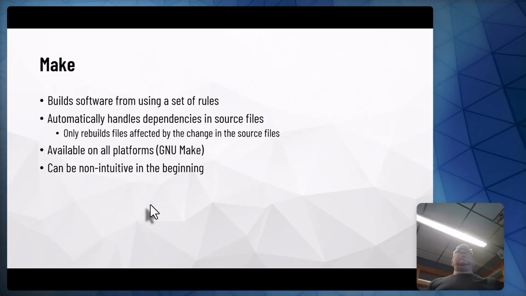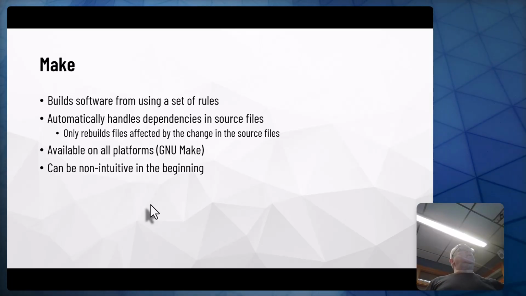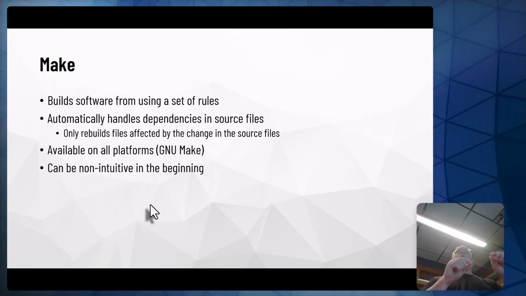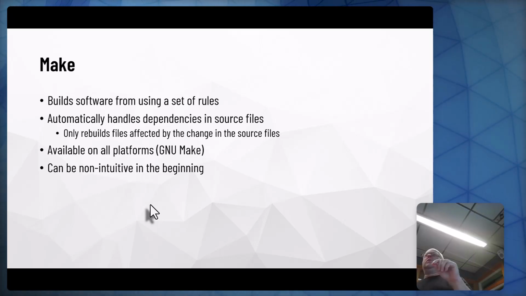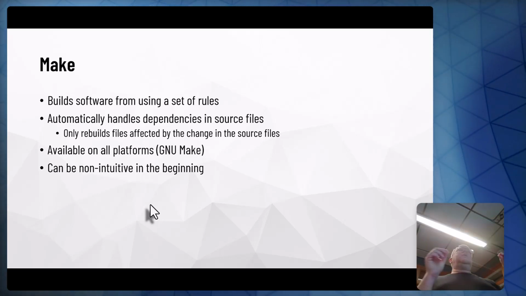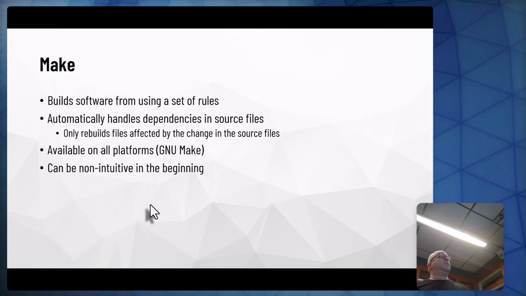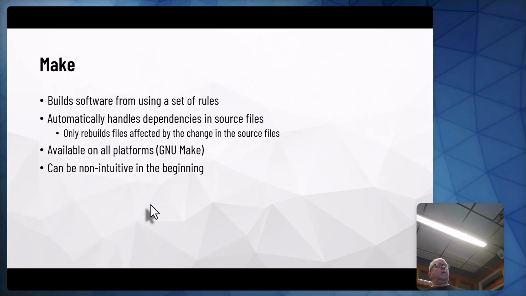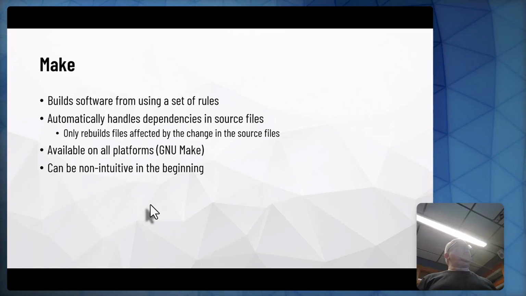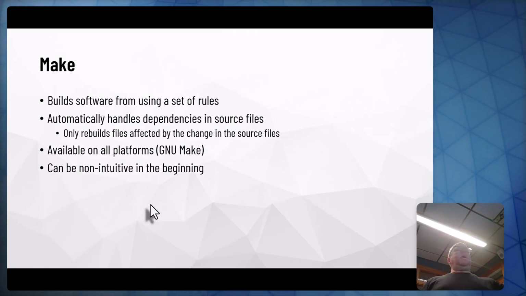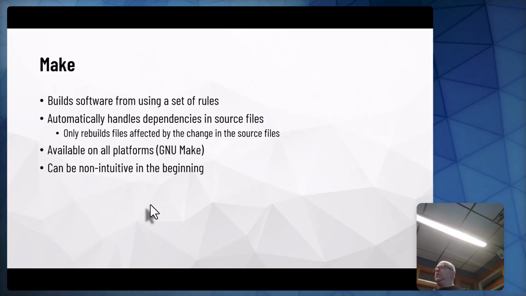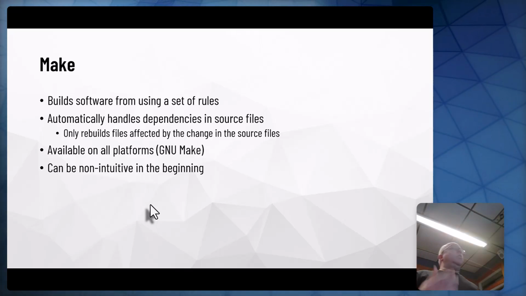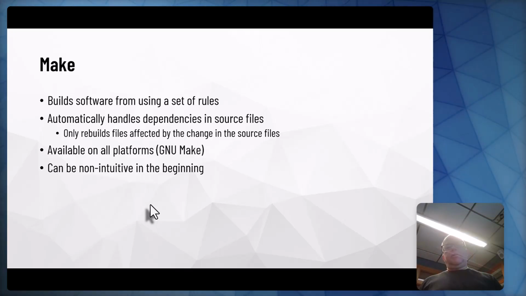And the nice thing with this, it will look at the files. So if it sees that a source code file has been changed, it knows that, okay, now I have to rebuild certain things. And it only rebuilds the things that it is required to rebuild. And this is available on all platforms. I know also that, for example, Microsoft uses GNU Make to build Windows. It can be non-intuitive in the beginning, so I will go through it step by step.